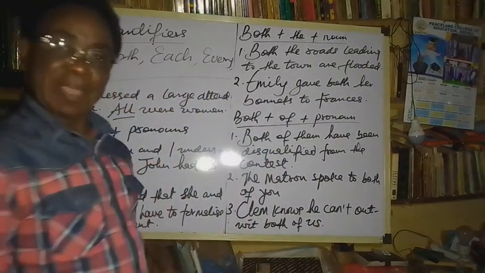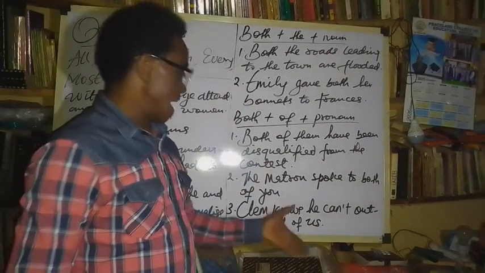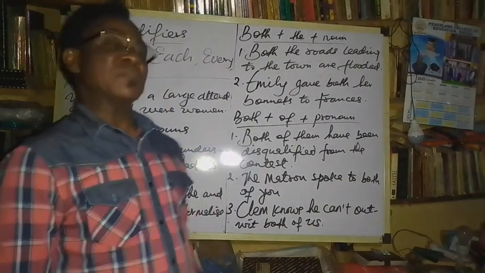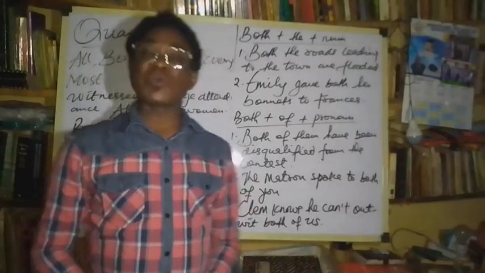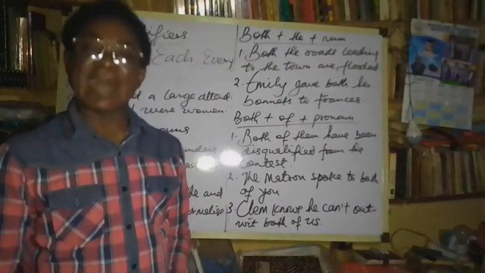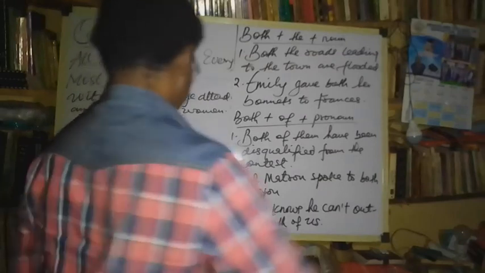It says, Clem knows he can't outwit both of us. Or Clem knows he cannot outwit both of us.